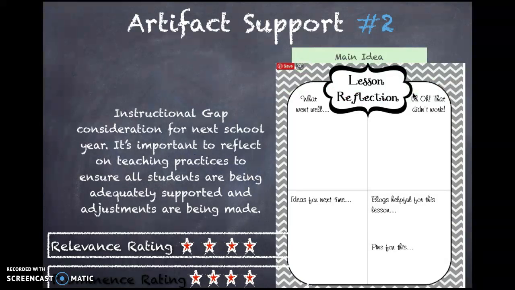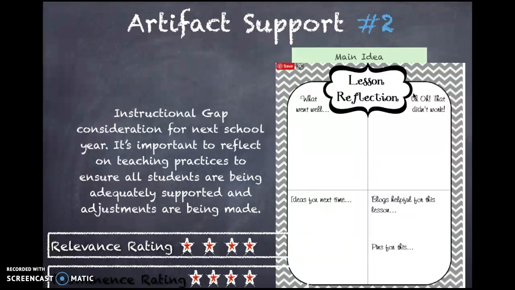Artifact support number 2 would also be a teacher artifact, and that would be a lesson reflection. And here I just pinned from Pinterest a lesson reflection sheet that could be used, and this is for the teacher to fill out. She could talk about what went well in a main idea activity, or what things didn't work, and ideas for next time, books helpful for this lesson, and pins for this lesson.